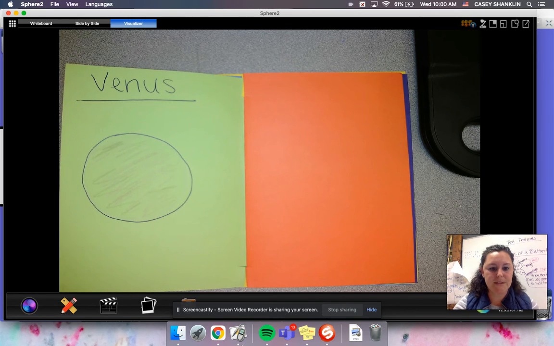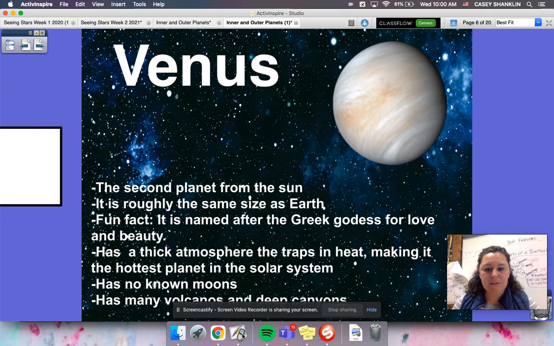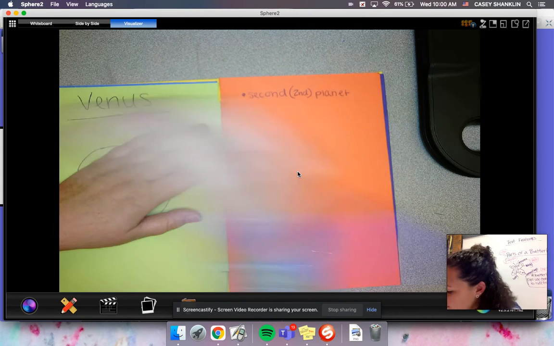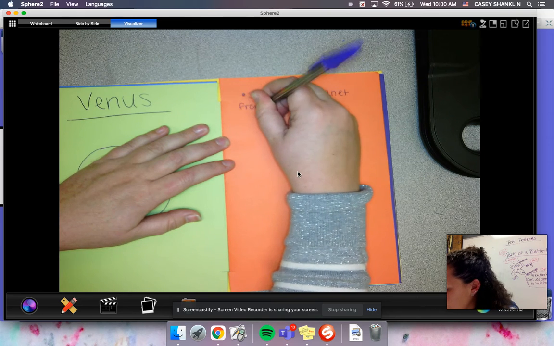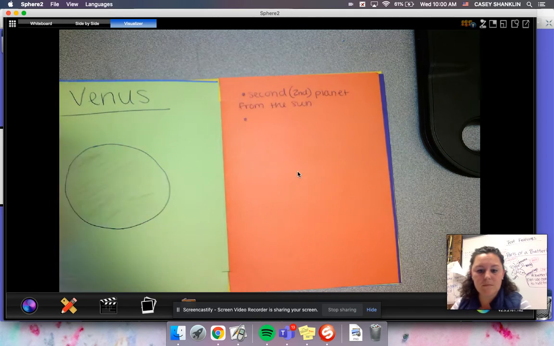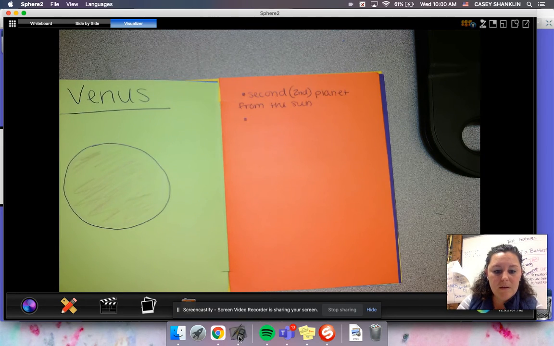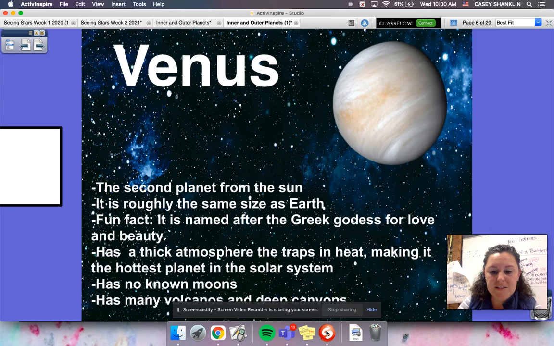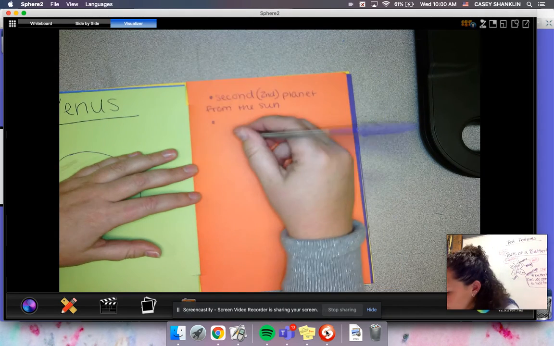All right, now we're ready for our facts. Our first fact about Venus is that it is second planet from the sun. You can also write second like this. Oh, I'm not sharing my screen. Okay. Planet from the sun. We want to know that it's about the same size as Earth.